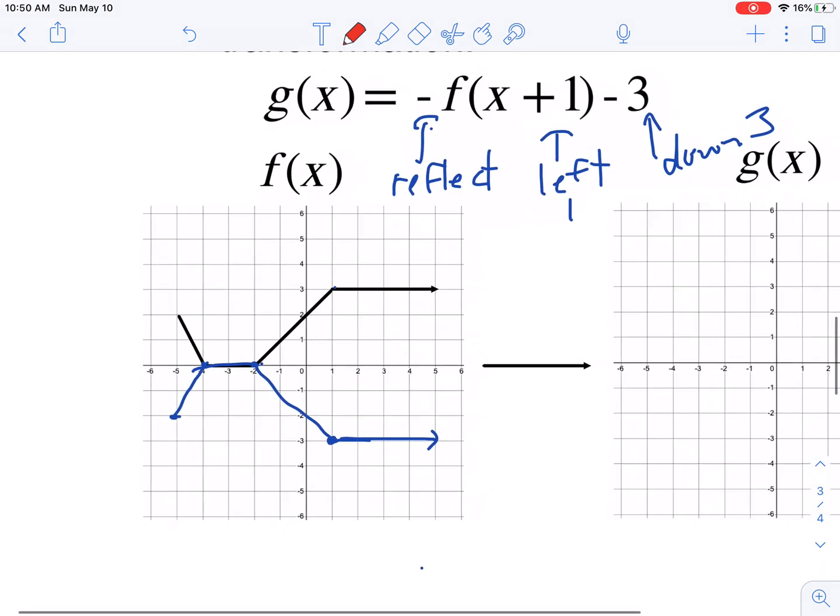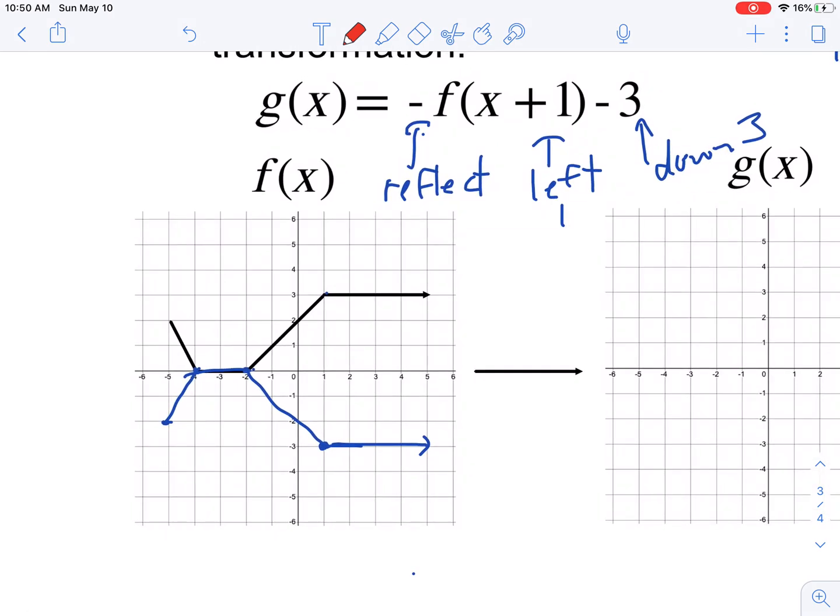Next, I'm going to take each one of those points that have been reflected and move them left 1 and down 3. Left 1, down 1, 2, 3. Left 1, down 1, 2, 3. And so my new function is going to look something like that.